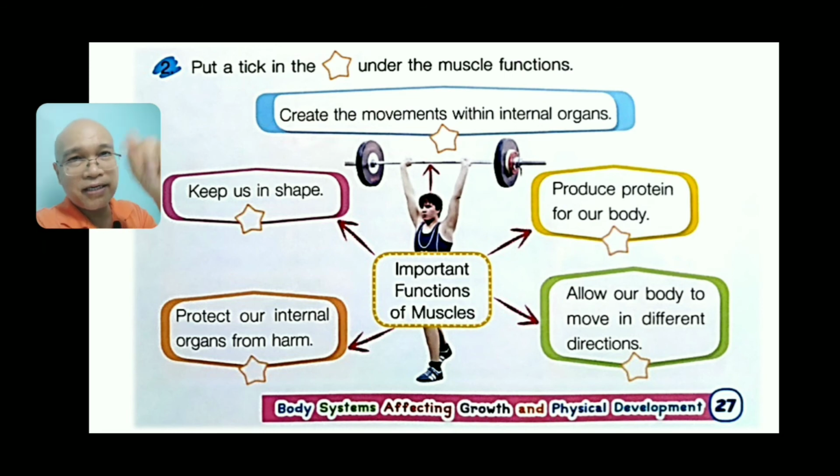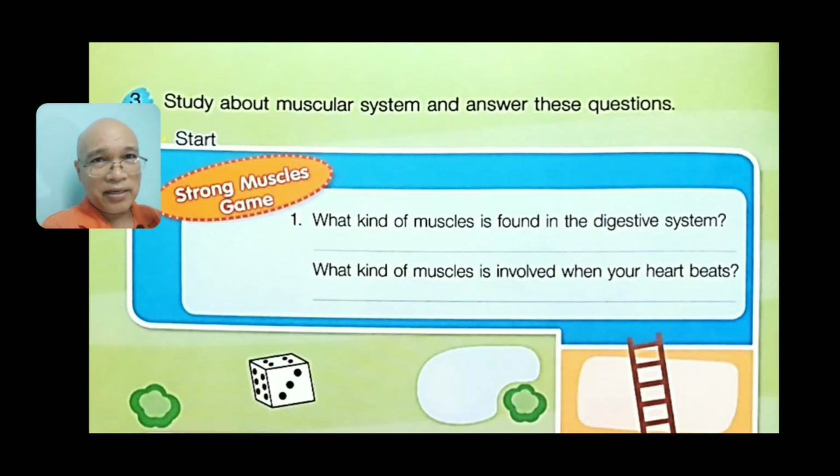Another one, put a tick, okay? In the star under the muscle functions: create the movements within the internal organs. All right. Okay, look at that one. Keep us in shape. All right. These are important functions of muscles, right? You tick under the muscle functions. How about protect our internal organs from harm? Okay, you tick that one. How about produce protein for our body? You think so? Allow our body to move in different directions? I think so. Okay, you can tick some of them and give time.